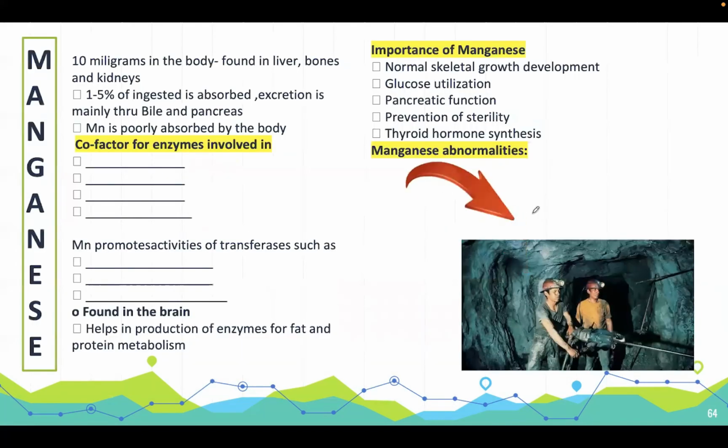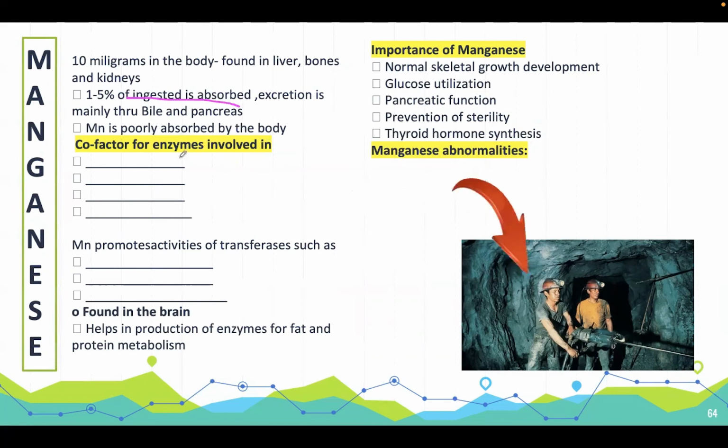Next, move forward na po tayo sa ating manganese. Manganese, or your Mn, malaking M, small na n. 10 milligrams in the body, found in the liver, bones, and kidneys. 1 to 5% is absorbed, excretion mainly through bile and pancreas. So, yung manganese natin, it is poorly absorbed by the body.